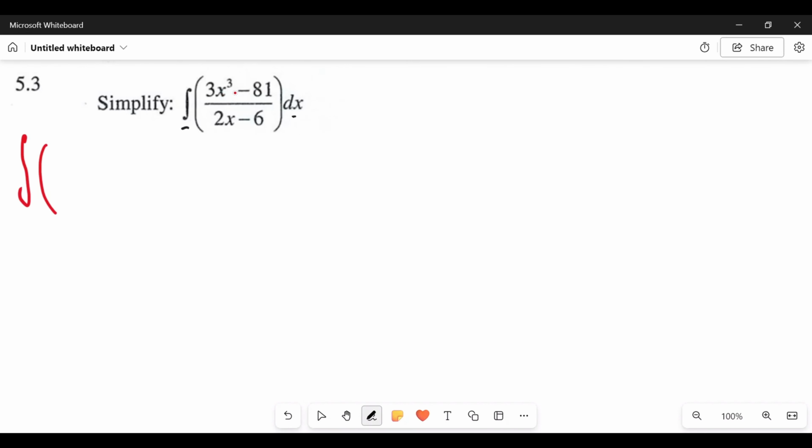Now, when you look at the numerator there, we have the common factor. Guys, before you simplify, always look for a common factor if there is one. So we have a common factor here, which is going to be 3. So we take out this 3, and then inside the bracket for the first term, we're going to be left with x to the power of 3. Now, when you look at the second term, when you take out the common factor, which is 3, we're going to be left with negative 27. There we go. And then we divide.